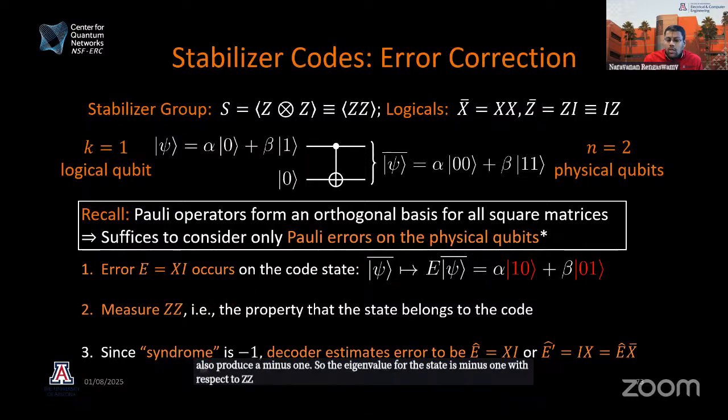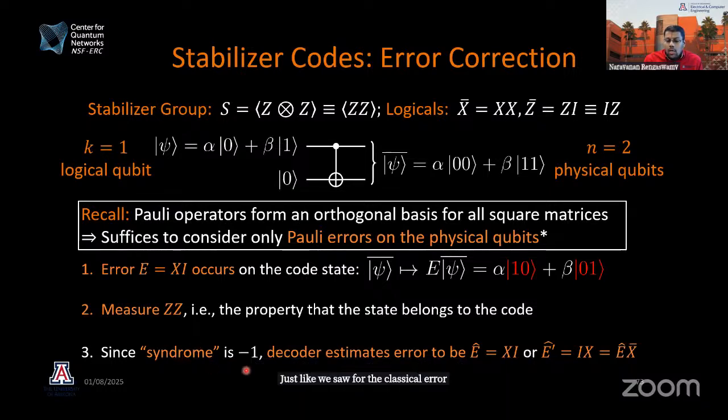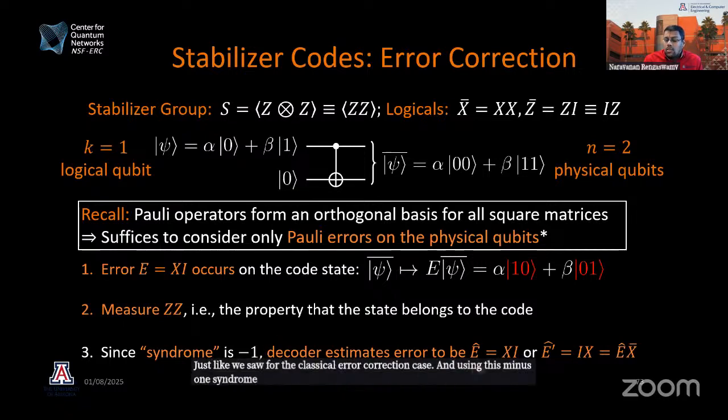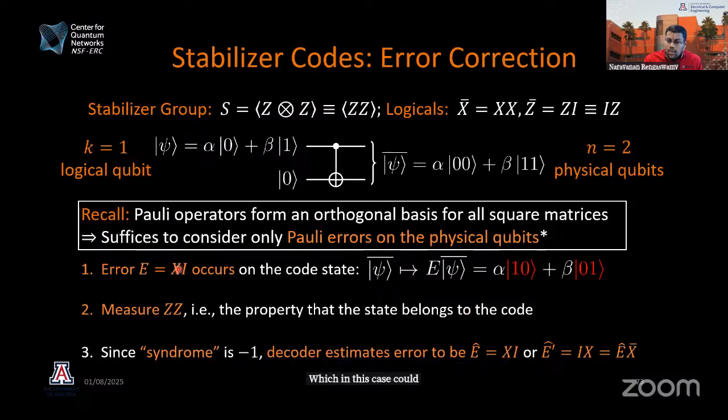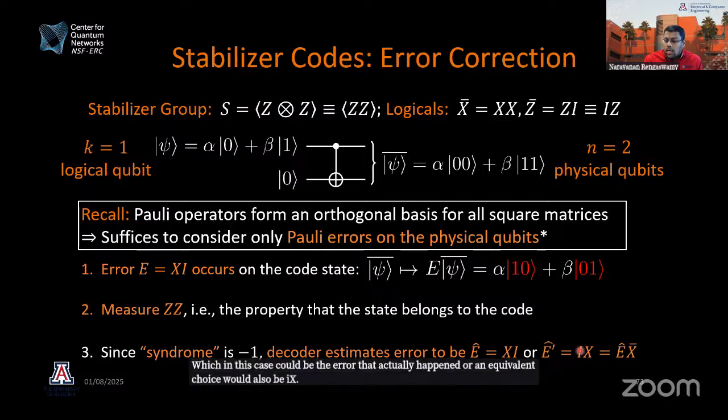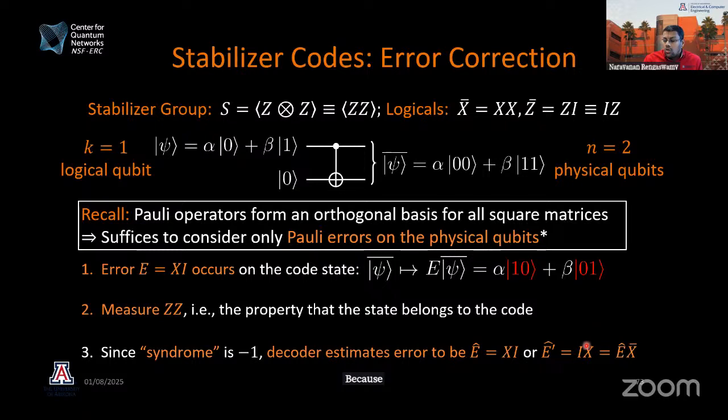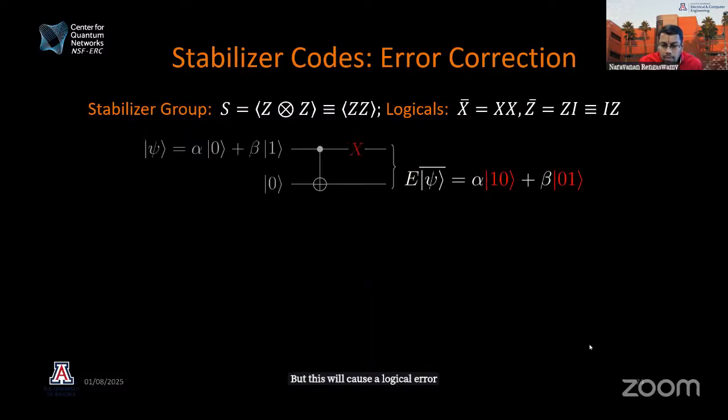This is called the syndrome, just like we saw for the classical error correction case. Using this -1 syndrome, your decoder estimates the error, which in this case could be the error that actually happened, or an equivalent choice would also be IX, because IX will also cause the same syndrome to be -1. But this will cause a logical error, as we'll see shortly.